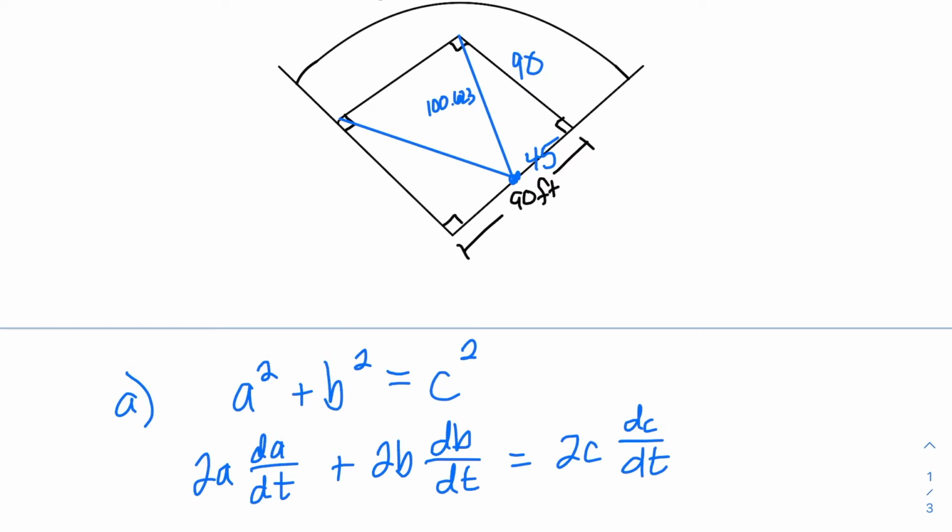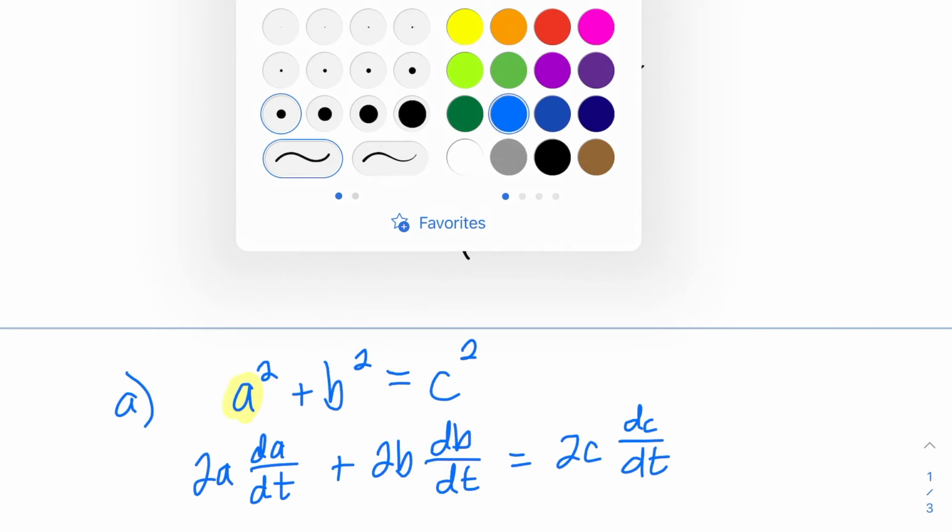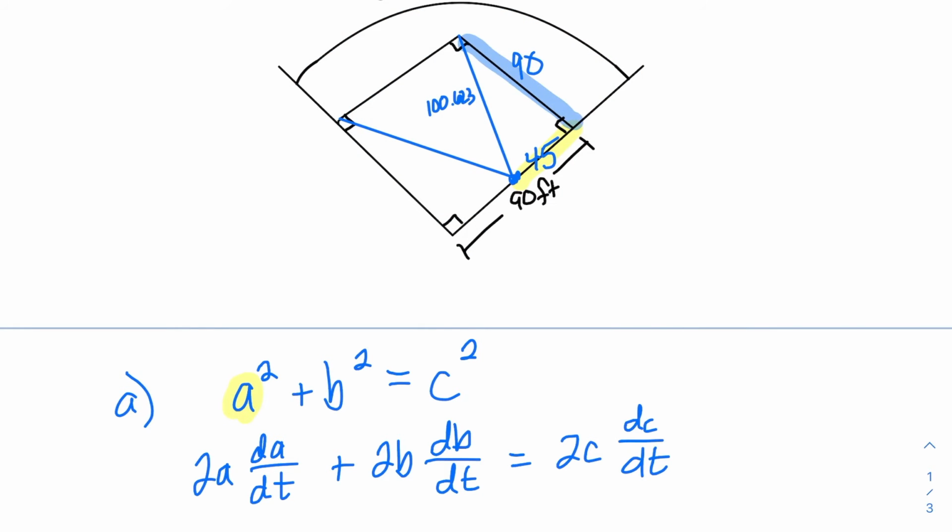And we can plug in the values that we know. For our purposes here, we'll call this 45-foot distance A, and we'll call the 90-foot distance to second base B. It doesn't really matter the order you use in your calculation, but just so you know what we're referencing. So here, 2 times A would be 2 times 45.